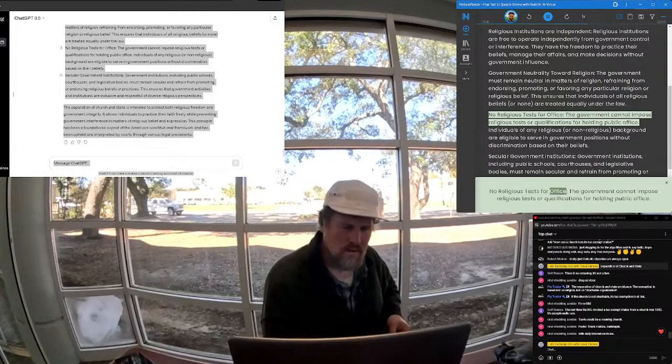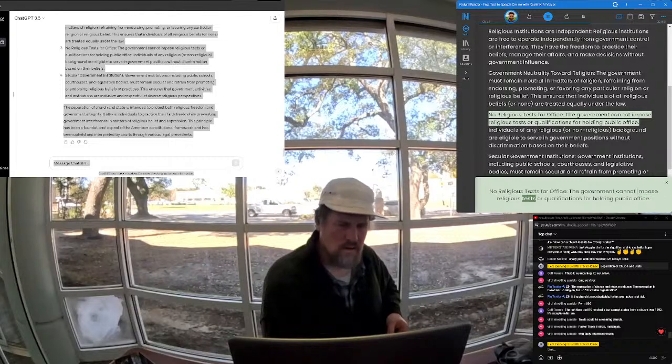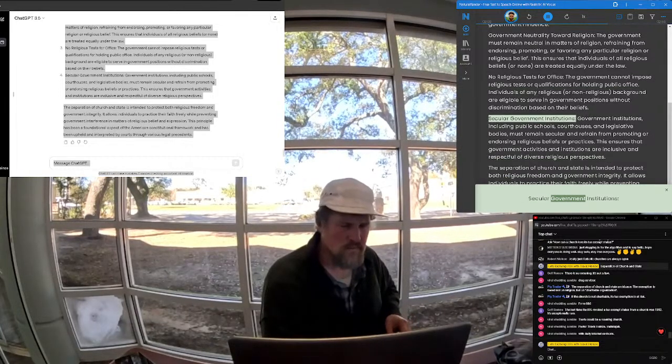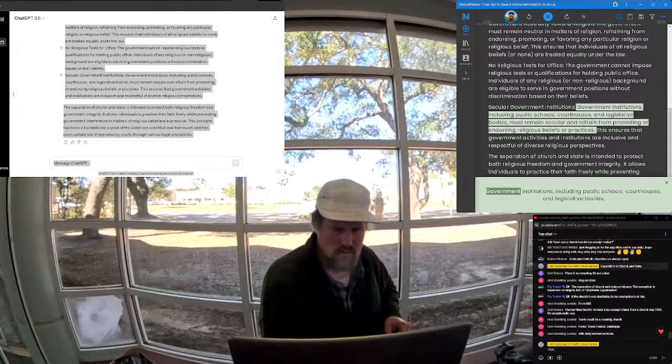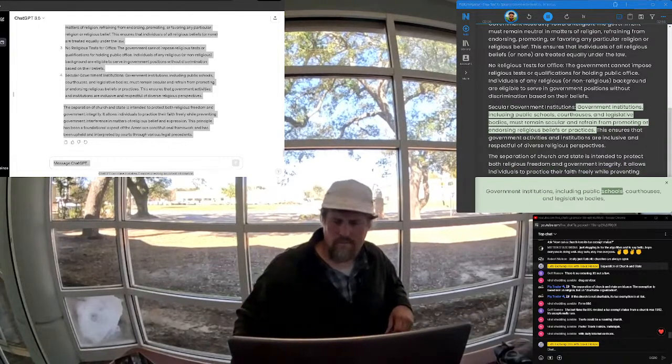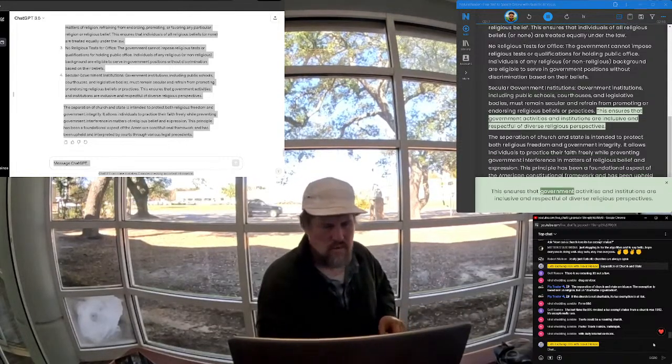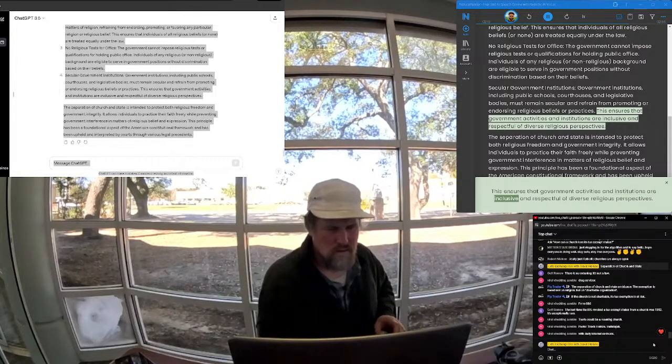No religious tests for office. The government cannot impose religious tests or qualifications for holding public office. Individuals of any religious background are eligible to serve in government positions without discrimination based on their beliefs. Secular government institutions. Government institutions, including public schools, courthouses, and legislative bodies, must remain secular and refrain from promoting or endorsing religious beliefs or practices. This ensures that government activities and institutions are inclusive and respectful of diverse religious perspectives.